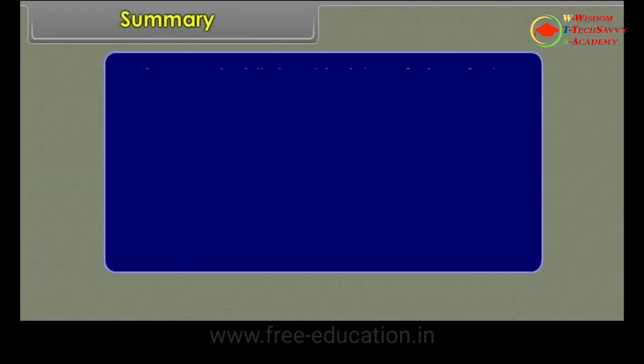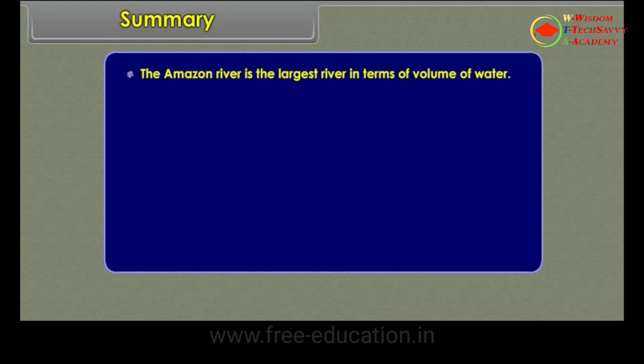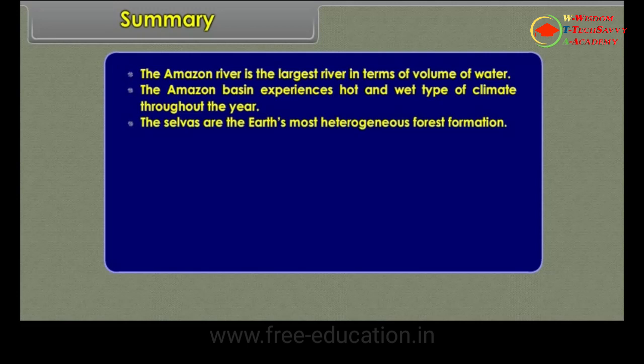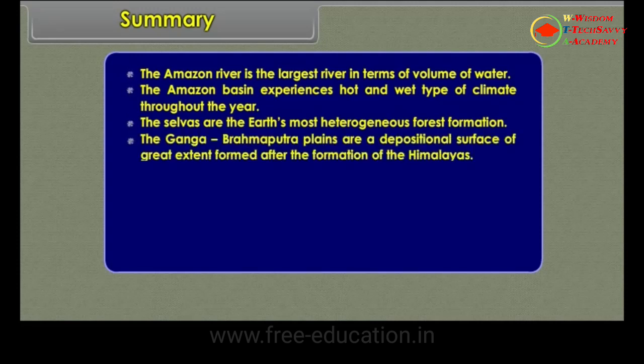Summary: the Amazon River is the largest river in terms of volume of water. The Amazon basin experiences hot and wet type of climate throughout the year. The selvas are the earth's most heterogeneous forest formation. The Ganga-Brahmaputra plains are a depositional surface of great extent formed after the formation of the Himalayas.